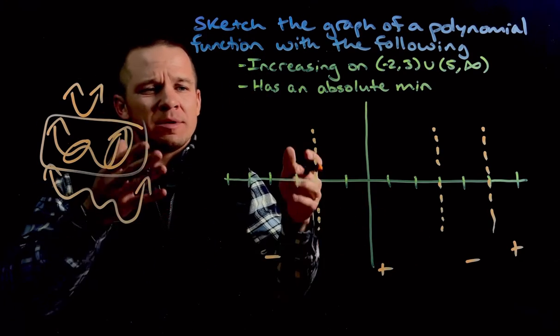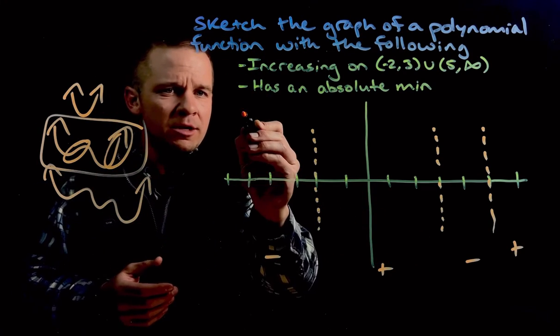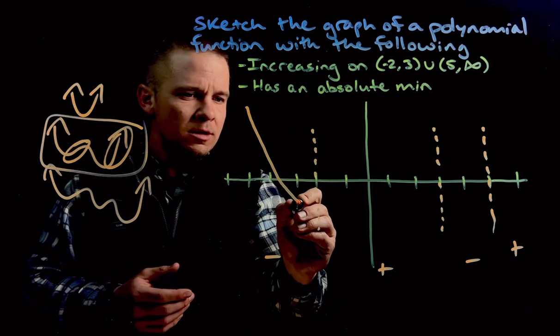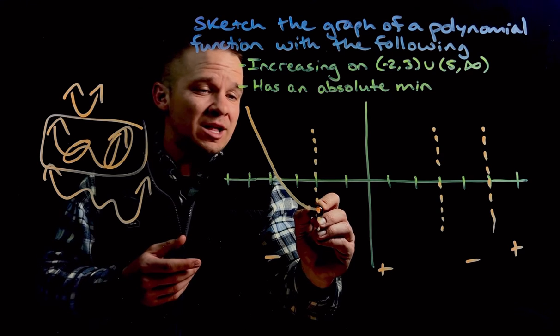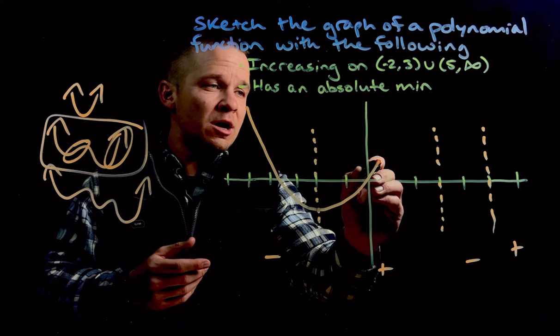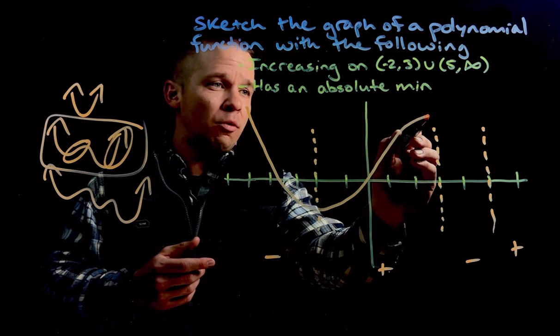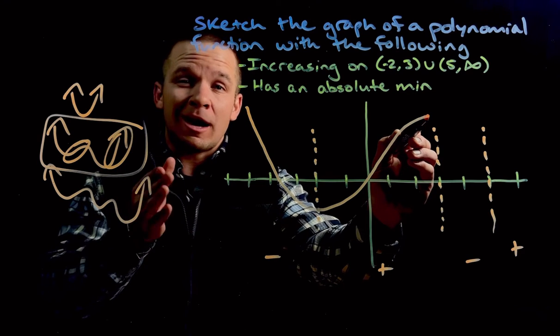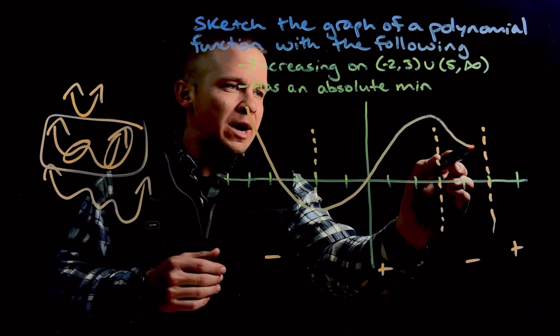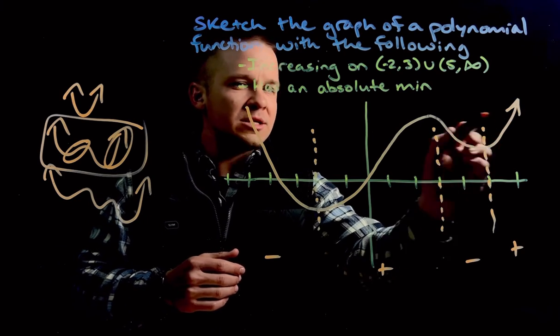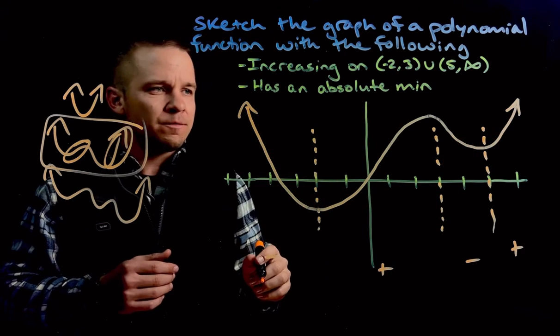So I know that I'm decreasing here. So how about I do this? I'm going to go down, and then I know I gotta come up because I'm going to change direction at this dashed line. And then I'm going to go up here and get to a high point, a relative high point. Now I got to change direction, and then I got to pop back up here and continue on to infinity and beyond.